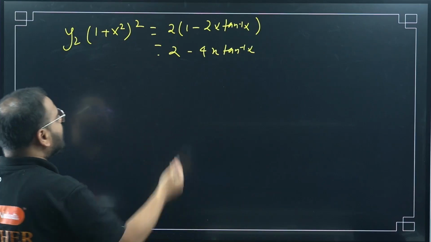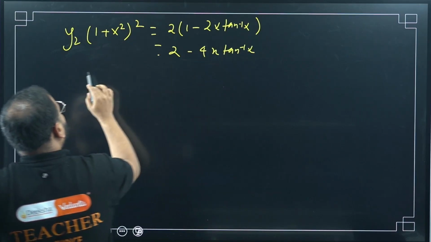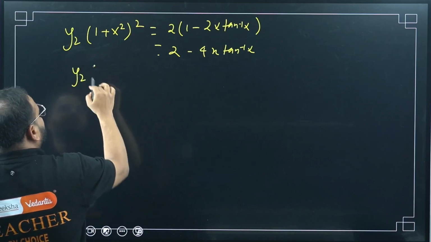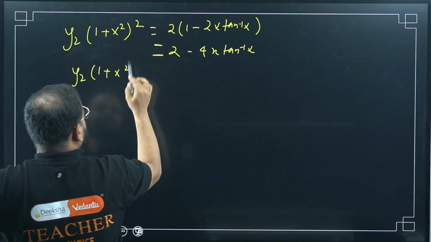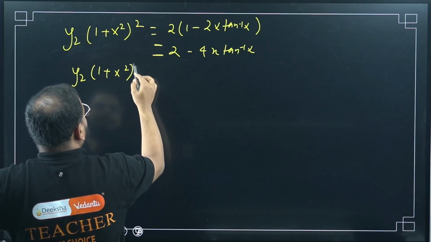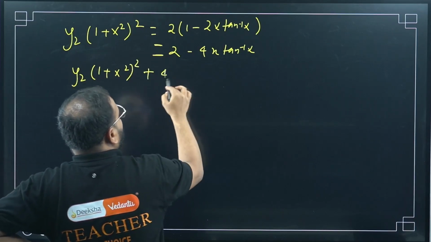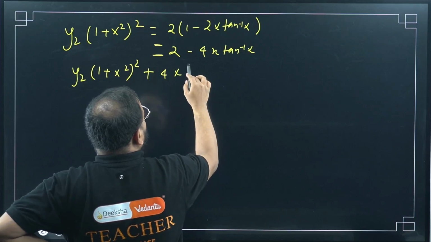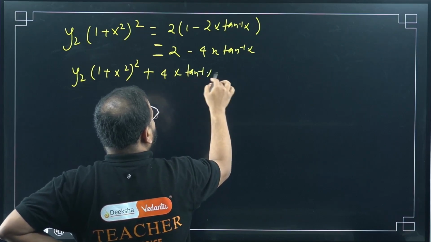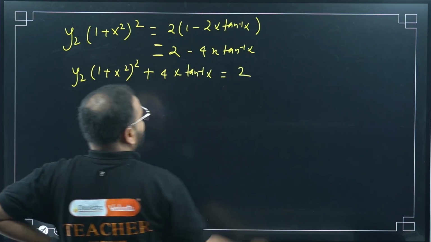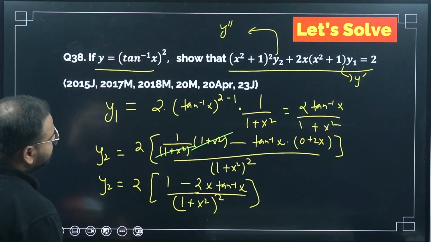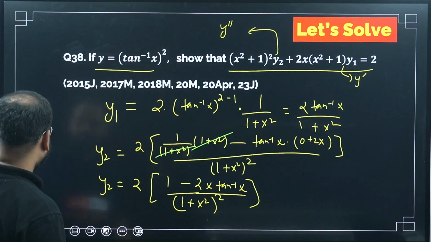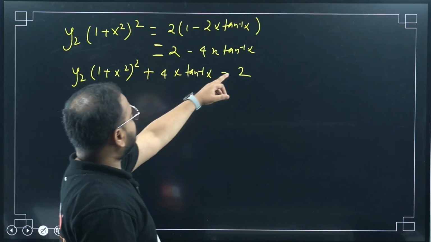Am I right? Now bring this 4x over here. I get y2 times 1 plus x square, the whole square, plus 4x times tan inverse of x equals 2. Correct? Yes. 4x tan inverse of x equals 2.